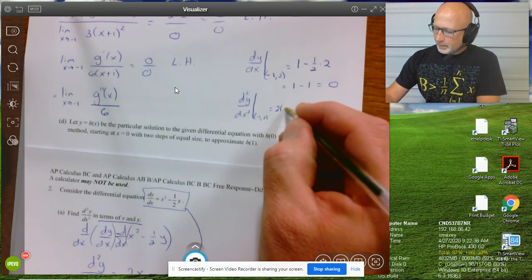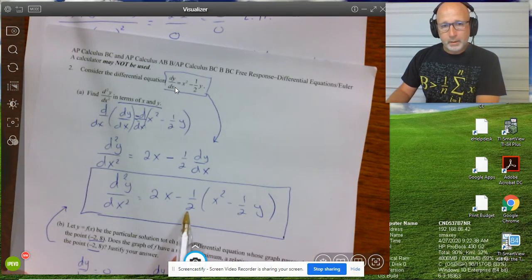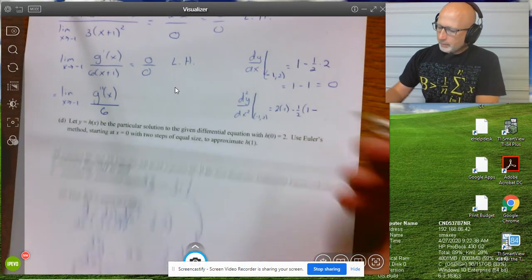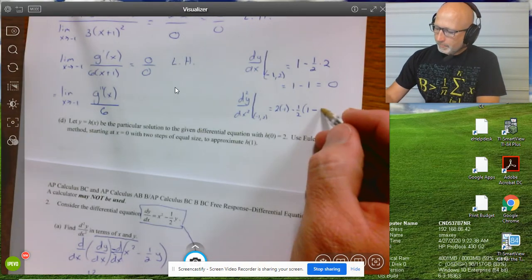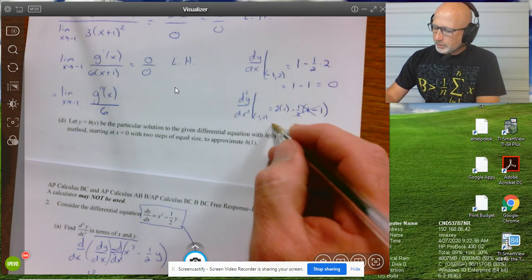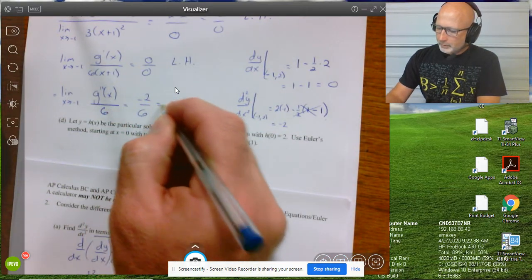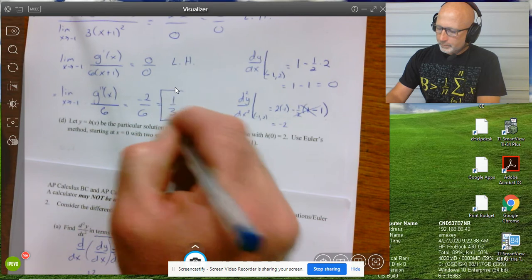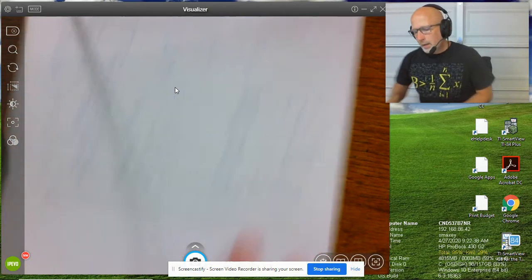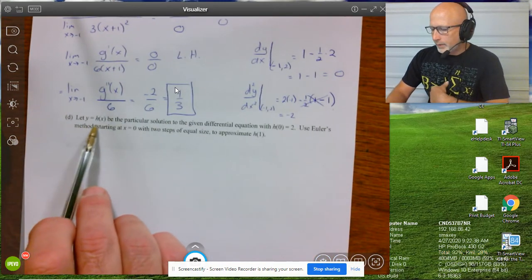So 2 times x, I'm going to have 2 times -1 minus 1/2, -1 squared, which is 1, minus 1/2 times 2, so it's 1 like that. This all goes away. So you have 2 times -1, which gives you -2. So this is -2 over 6, so it's equal to 1/3. Okay? And then part d, which we do have to do.